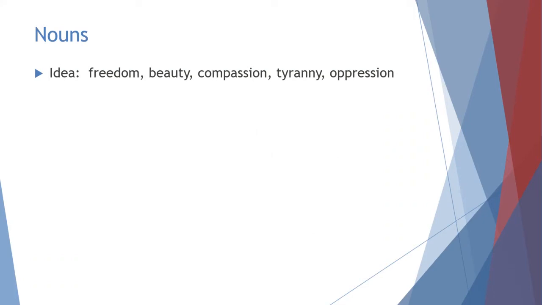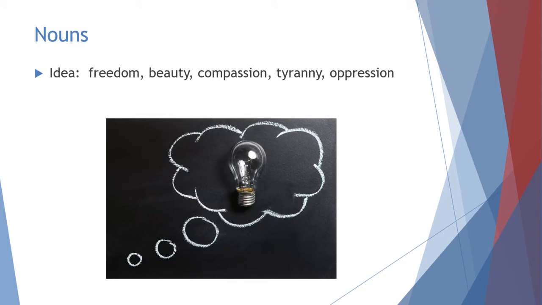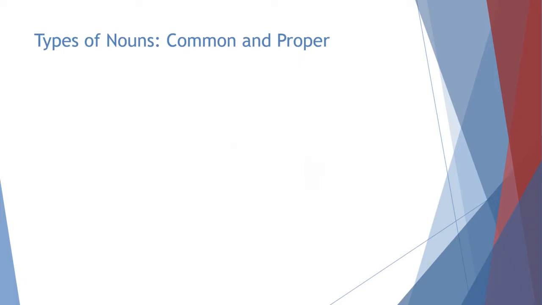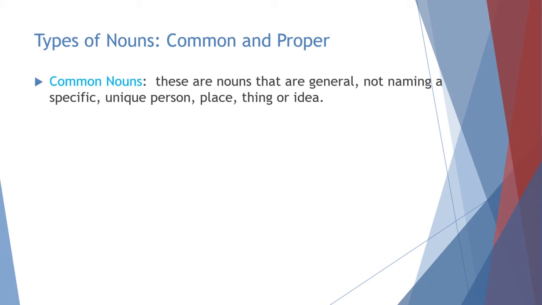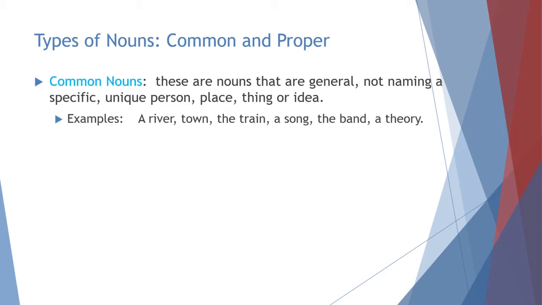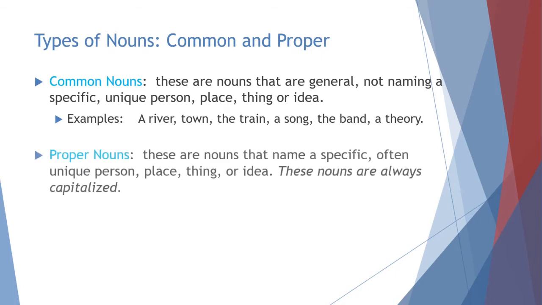Ideas tend to be a little bit more abstract: freedom, beauty, compassion, tyranny, oppression, creativity. All of these are ideas. Two main types of nouns: common and proper. Common nouns are the nouns that are general and they don't name a specific or unique place, thing, or idea. A river, town, the train, a song, the band, a theory. All these are common nouns that are not specific and unique.